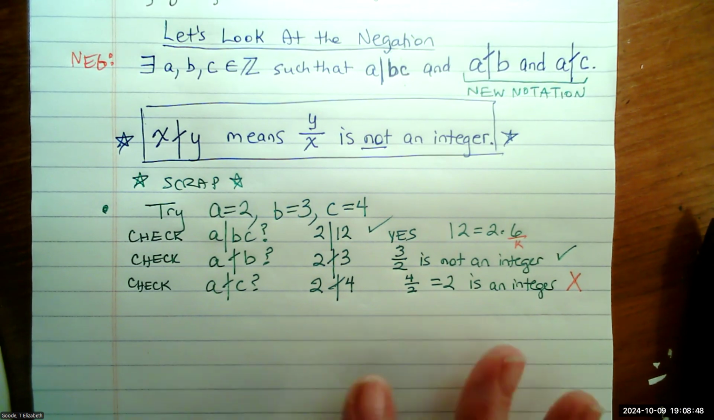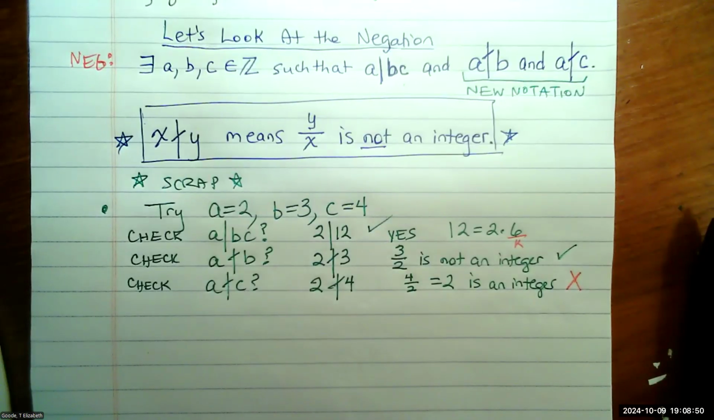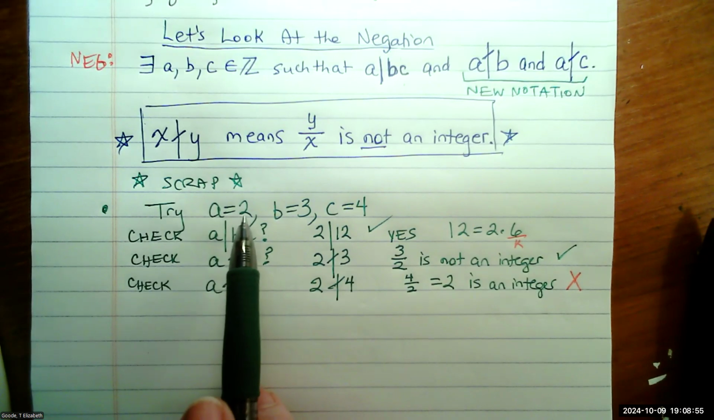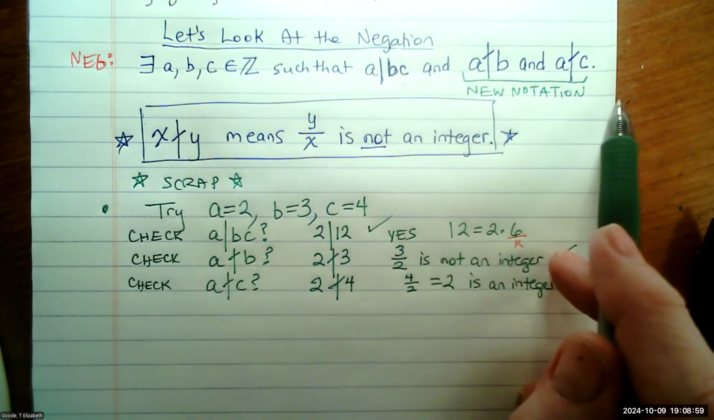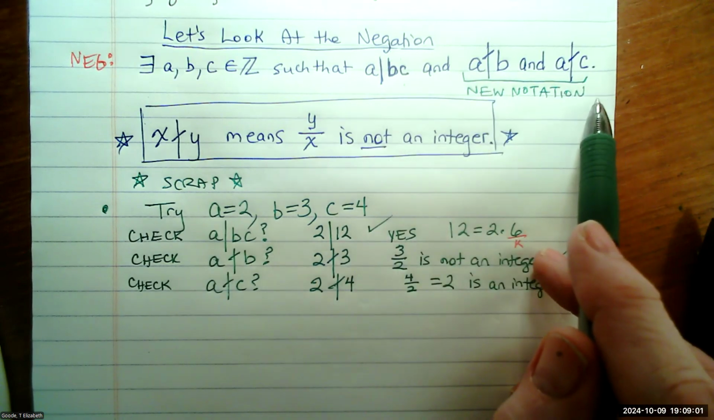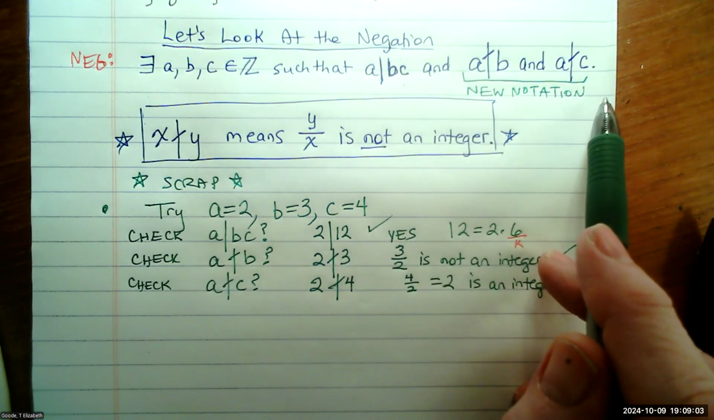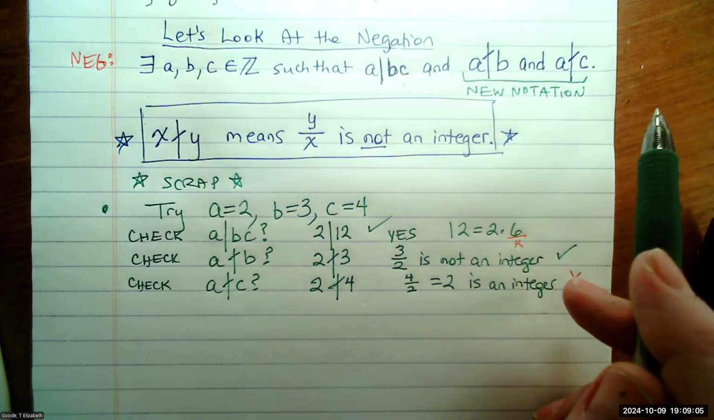Now, this is the hint. This is the thing to understand. If we use a prime number for A, we're never going to be able to get it to work out as a counterexample. Let's think about why a prime will never work out for A.